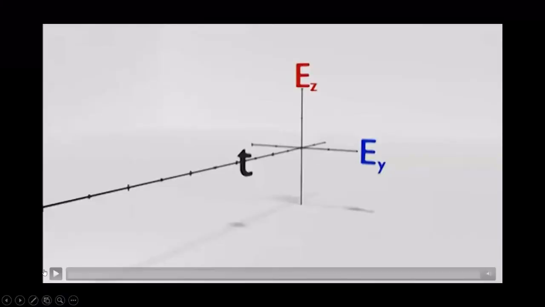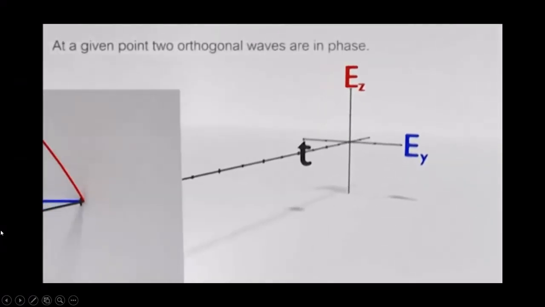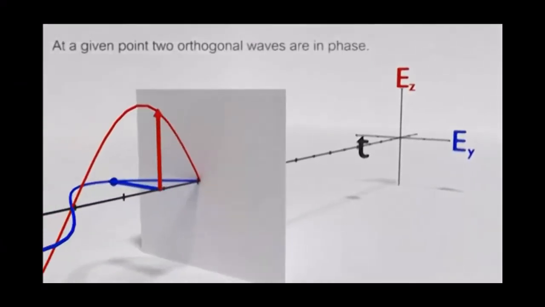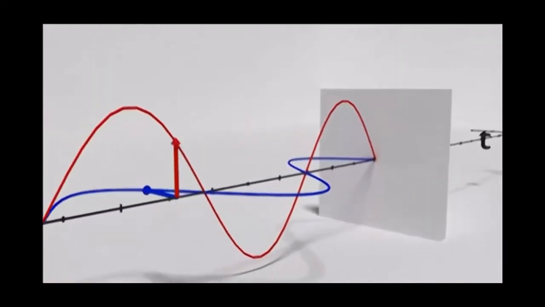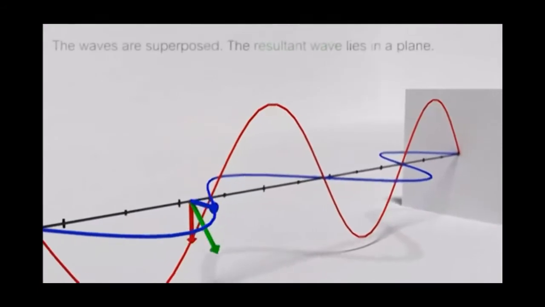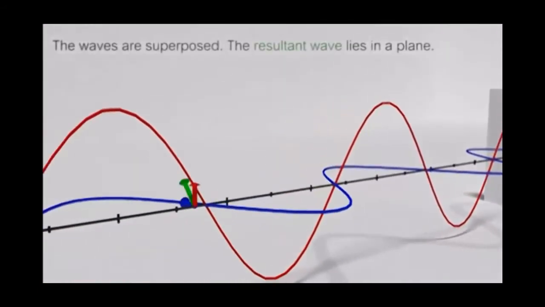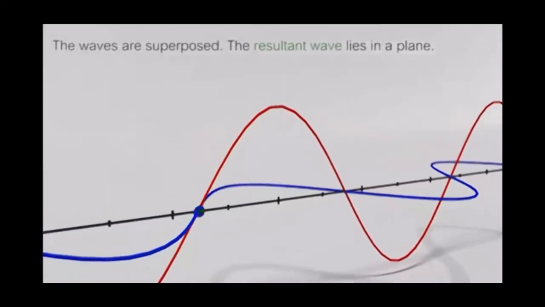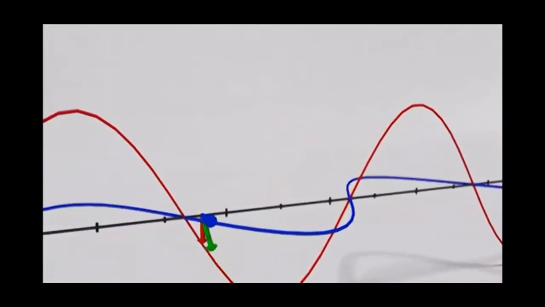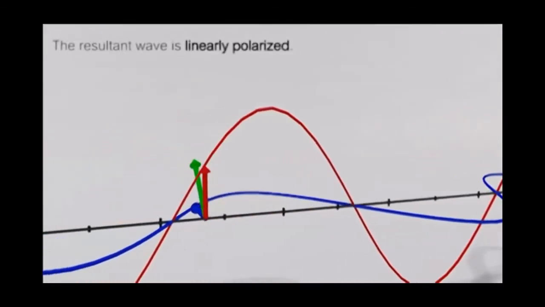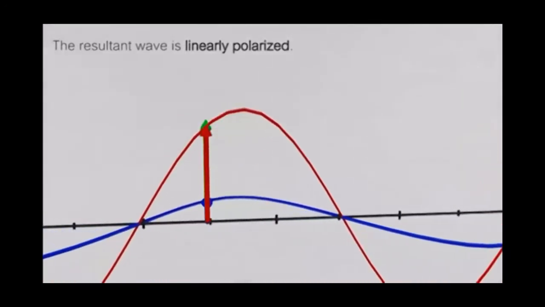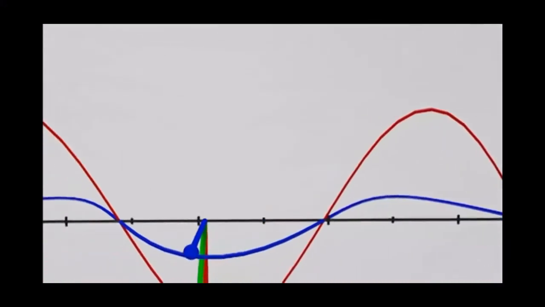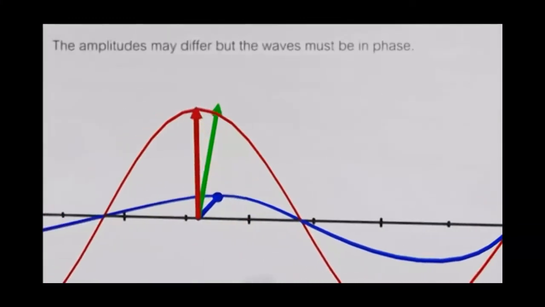Here's an animation of a linearly polarized wave. The blue and the red there are not E and B. They're two different components of just the electric field. But because they oscillate in phase, the blue and the red oscillate in phase, the net electric field, which is the green one, is oscillating back and forth along one plane. So this is linearly polarized light.